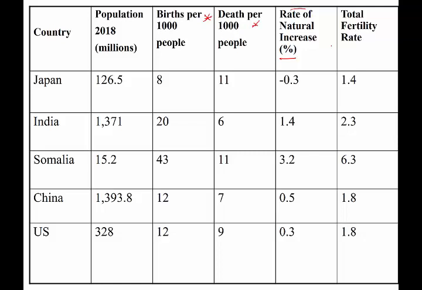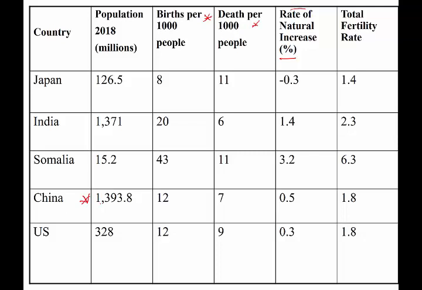So what we're going to do here is just compare a few factors that affect population in 5 countries. I've chosen Japan, India, Somalia, China, and the US. Here in the second column, you can see the population in 2018 in the millions. Which country here has the highest population? Well, it's pretty clear. It's China.